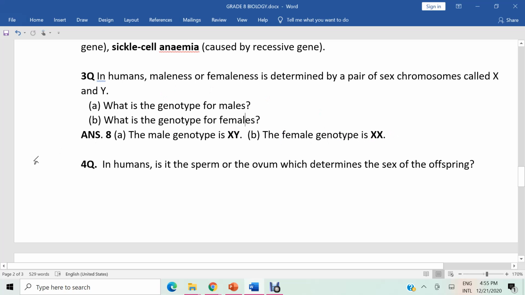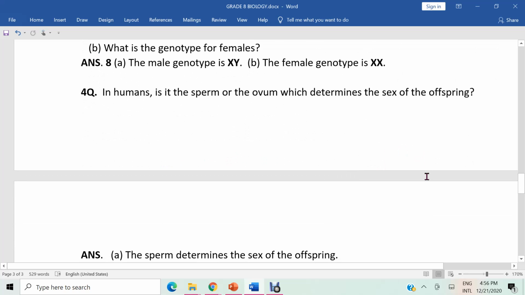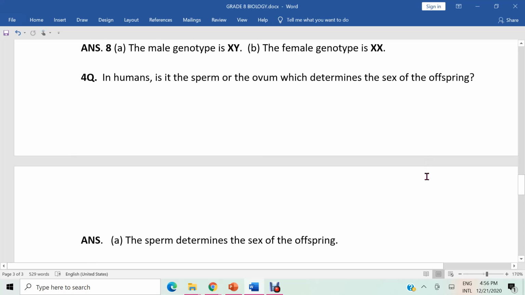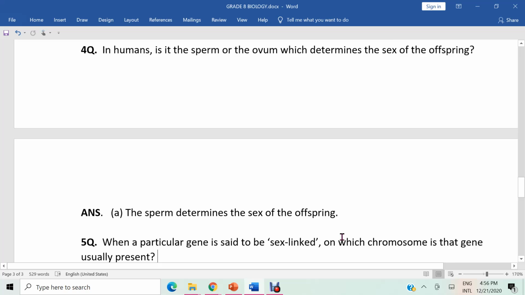Question number 4. In humans, is it the sperm or the ovum which determines the sex of the offspring? Yes. Is it a sperm or ovum which determines the sex of the offspring? Answer is sperm. The sperm determines the sex of the offspring.